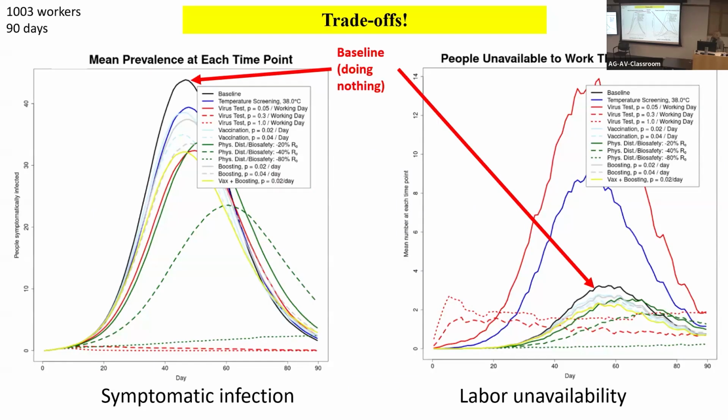So here I'm showing two graphs. One shows symptomatic infection and the other shows labor unavailability, so people not being able to come to work. In both graphs, the x-axis shows days during simulation of up to 90 days. On the y-axis here, I'm showing the number of people who are symptomatically sick at a given point in time, while here it's the mean number of people unavailable to work. Why? Because they are sick with symptoms, therefore they cannot come to work, or they are not showing symptoms, but they were tested and found positive, and therefore they are sent home in isolation.